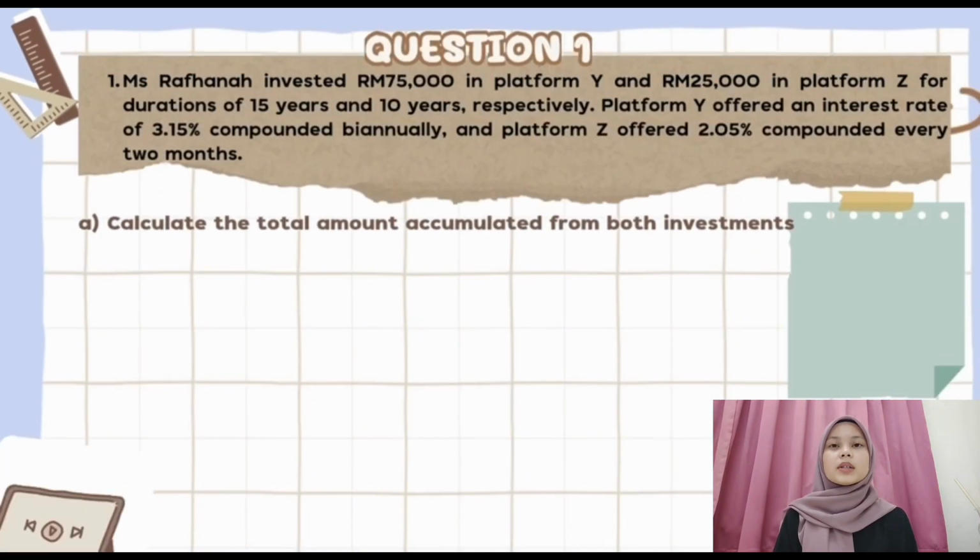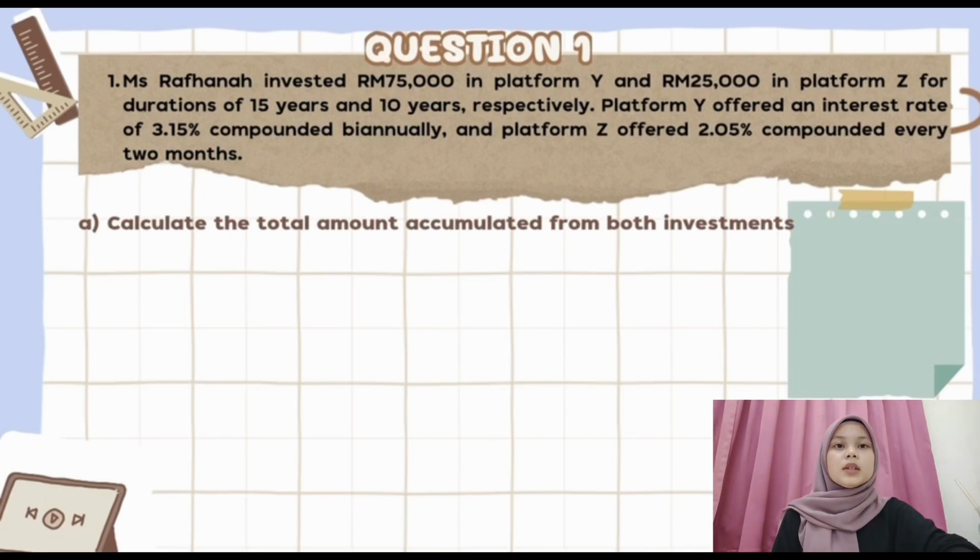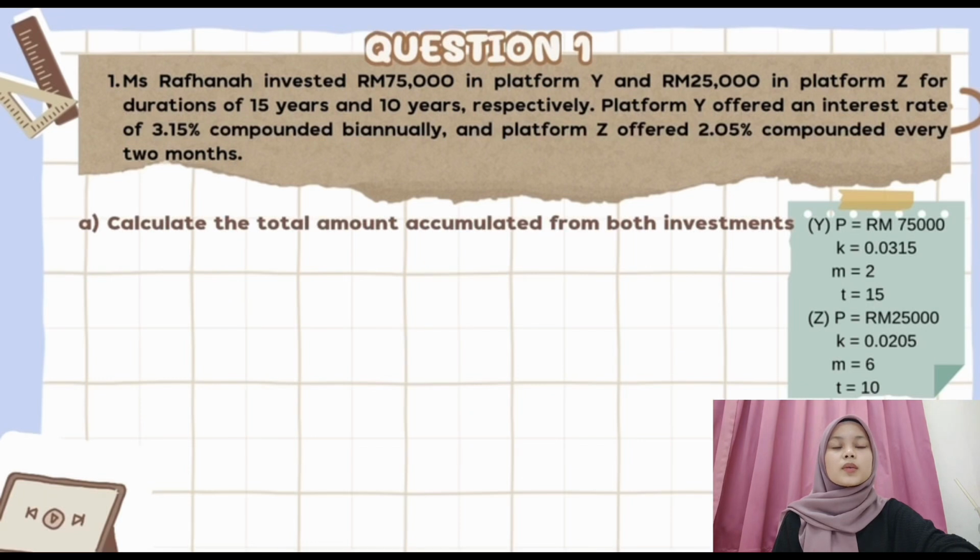Ms. Rafana invests 75,000 in platform Y and 25,000 in platform Z for durations of 15 years and 10 years respectively. Platform Y offers an interest rate of 3.15% compounded biannually and platform Z offers 2.05% compounded every 2 months. So, this is the information for this question.